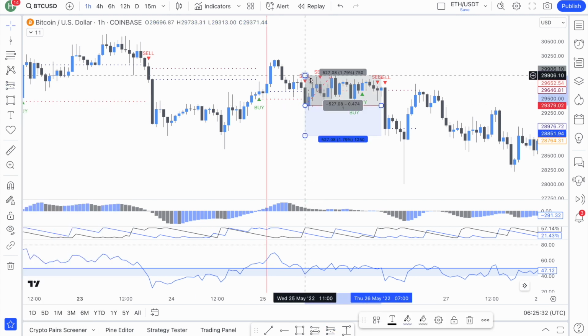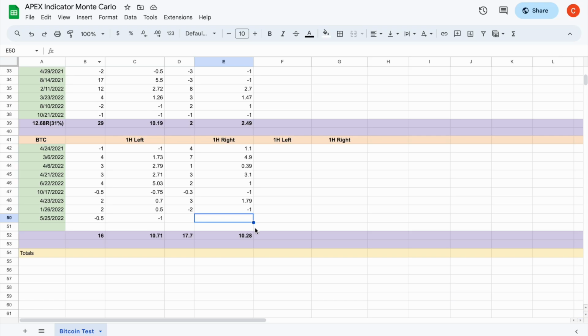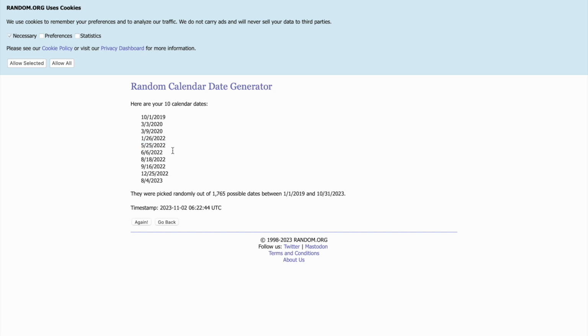And that's why we do it random, because sometimes you get chopped. So it's all good. So that's a -1% and 1R. So -1 across the board. Super dud.